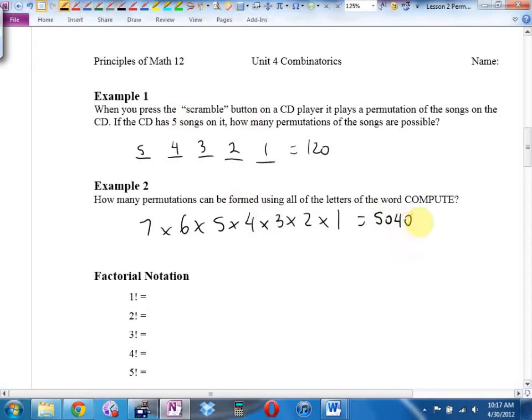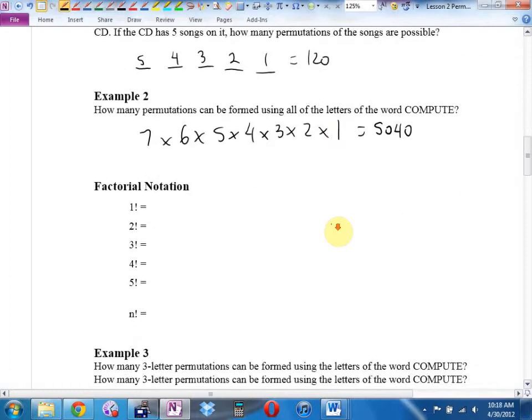Mr. Dueck? Yes, Cassandra. I've noticed in a lot of these, we're starting with a number and going down by 1, going down by 1, going down by 1, stopping when we get to 1. What if it was a 10-letter word? You would go 10 times 9 times. Yeah, Mr. Dueck, it would be very nice if there was something like this built into our calculator. Well, there is. It's called factorial notation.